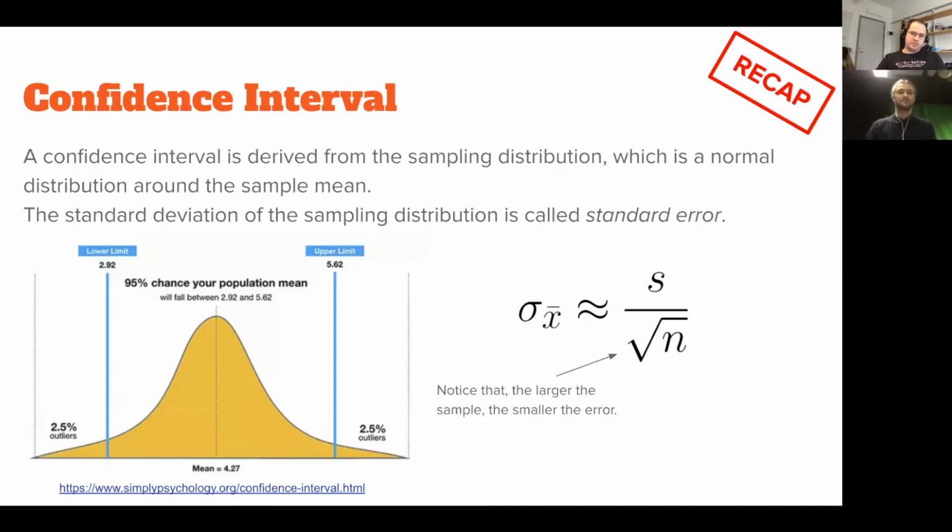We did it by taking the standard deviation, which is S, and then divided by the square root of the size of the sample, right? And as you saw before, the larger the sample, the smaller the error, because you're dividing by something larger, so the error becomes smaller and smaller.